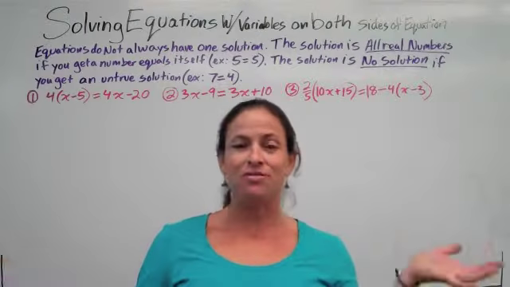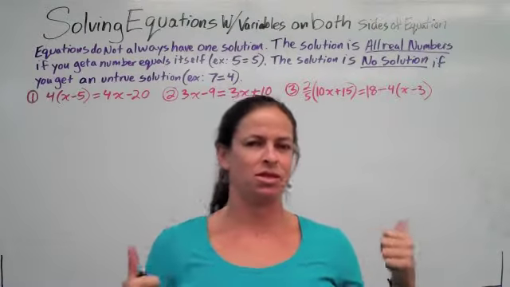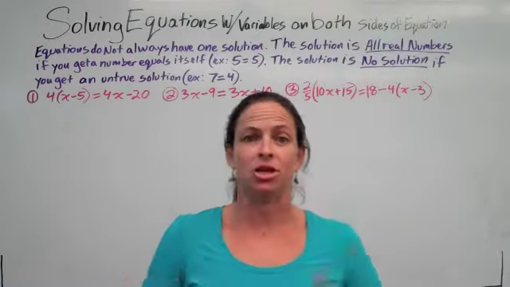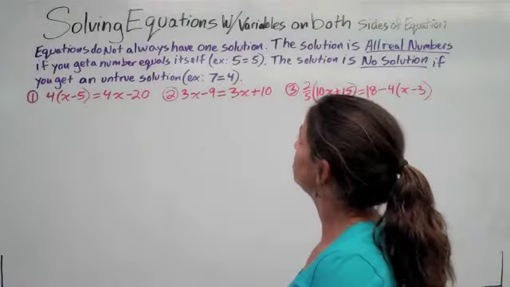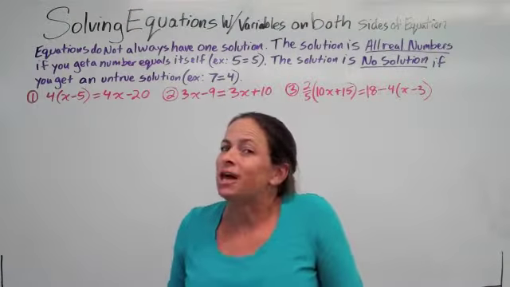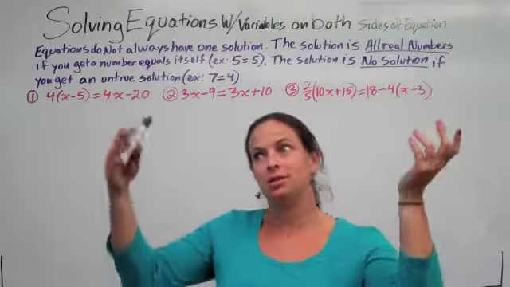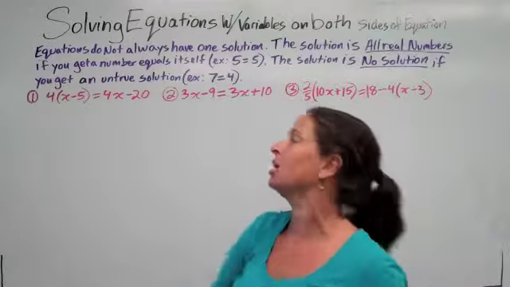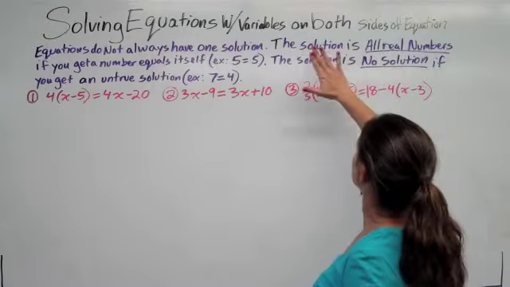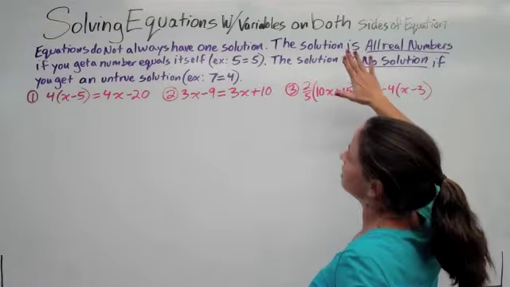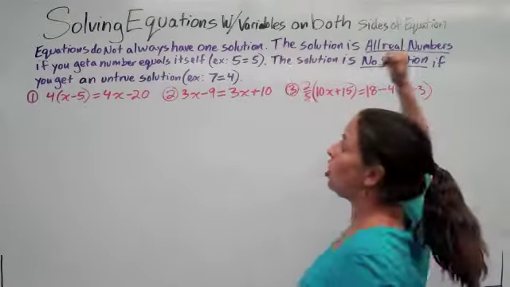We are still solving equations with variables on both sides of the equation, but today we're going to talk about some special cases. Equations do not always have one solution. We're so used to x equals -7, yay! But the truth is, the solution could also be all real numbers.